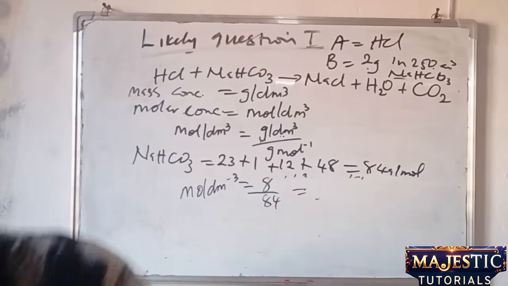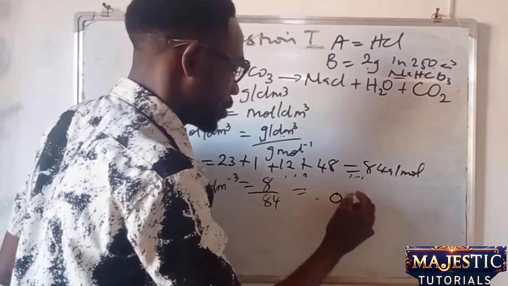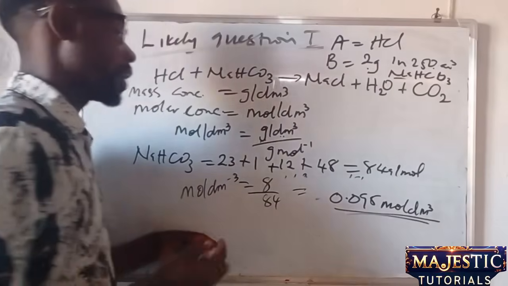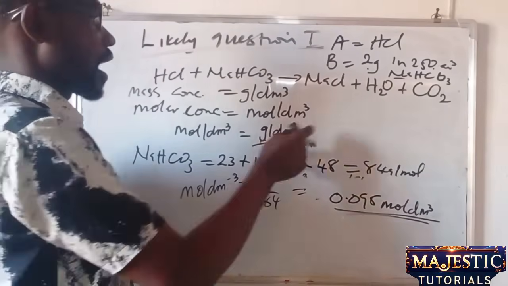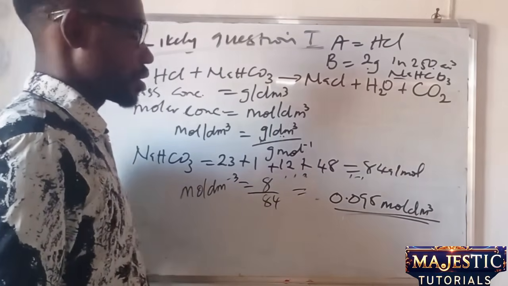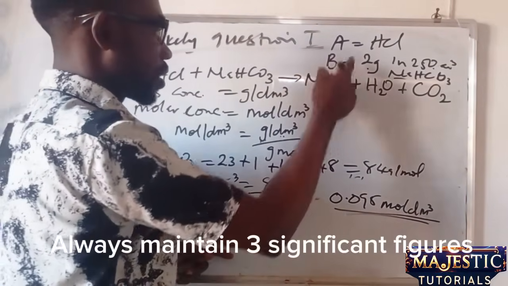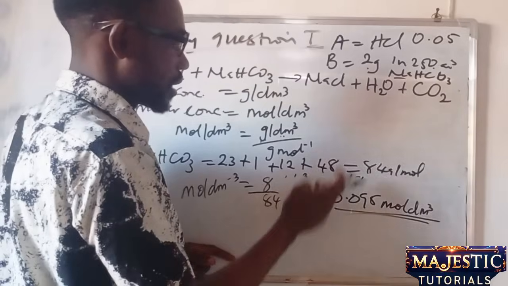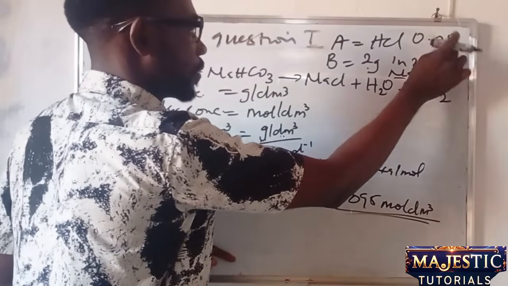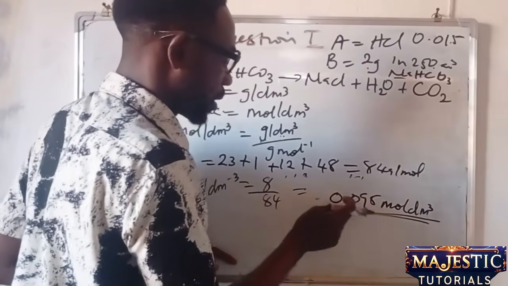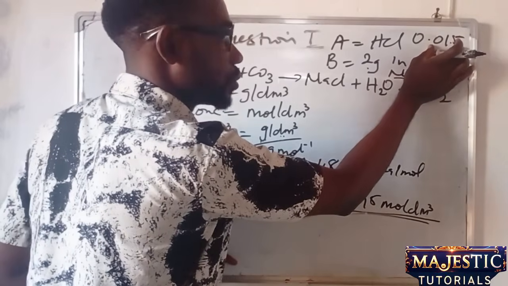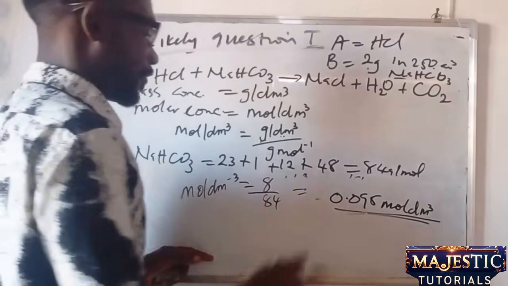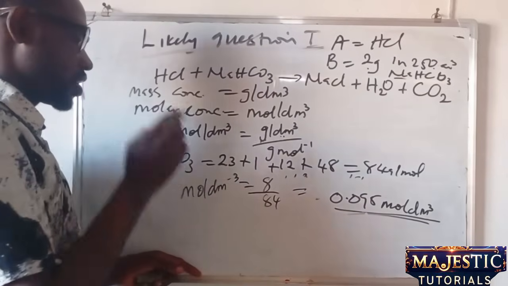0.095 mole per dm cube. Remember to put the correct unit. You are allowed to make it 0.1 depending on how they give you the values in the question. If they have told us that A is 0.05, we are going to leave it at 0.1. But if they say 0.015, we will keep it at 0.095. That is three decimal places, and most times you obey three significant figures, so you can leave it this way.